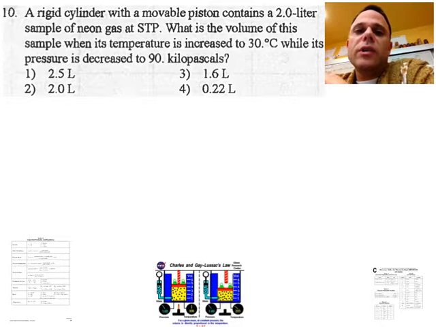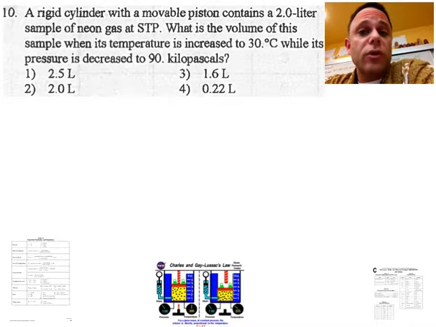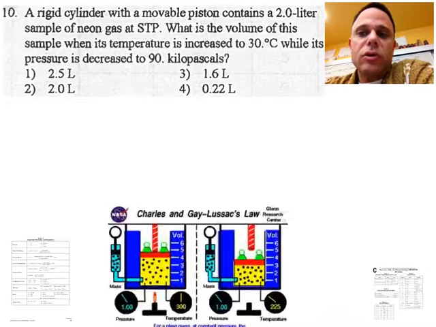Alright, number 10. A rigid cylinder with a movable piston contains a 2-liter sample of neon gas at STP, standard temperature and pressure. Those have values assigned to them. I'll show you those in a moment. What is the volume of this sample when its temperature is increased to 30 degrees Celsius, while its pressure is decreased to 90 kilopascals? Let's just take a look at a picture and see what it's trying to get you to visualize.